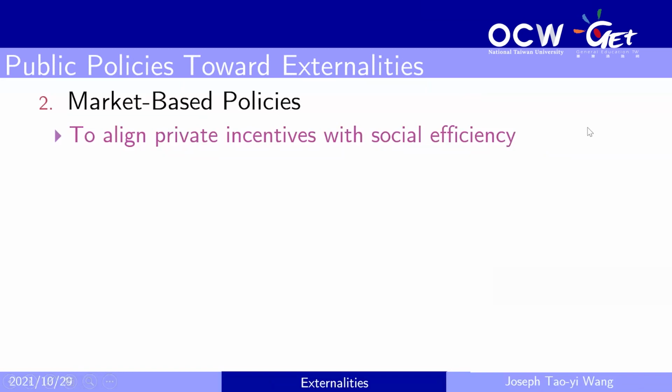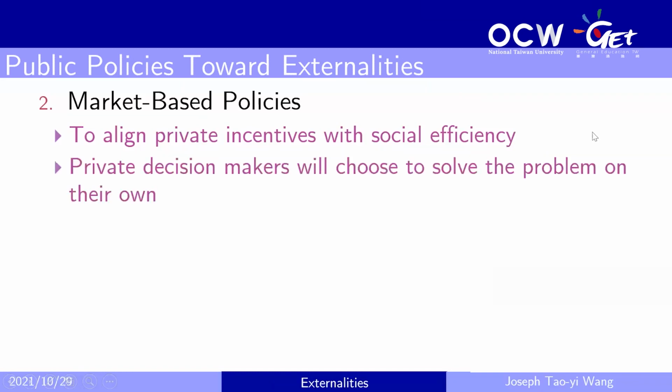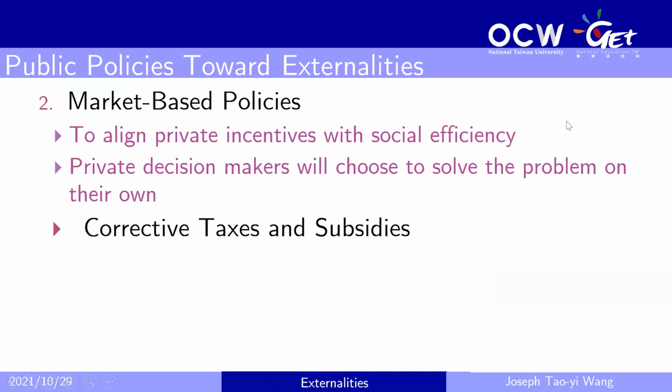So it's somehow contradictory. Okay, so let's look at this. The idea here is that if you have these market-based policies where private decision makers can choose to solve this problem on their own, then the externality goes away. So first we'll look at what we call corrective taxes and subsidies. And so carbon tax is one of the good examples of this. And then we'll look at tradable pollution permits.